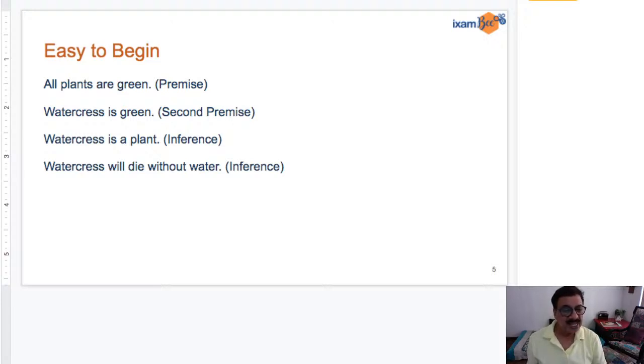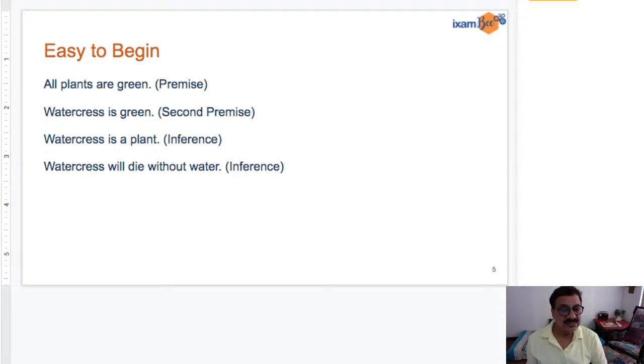Aspirin says some plants are green. Wait, I am not saying some plants. You must read the statement carefully. All plants are green, it says. All plants are green. Watercress is green. These are not inferences. These are two statements.